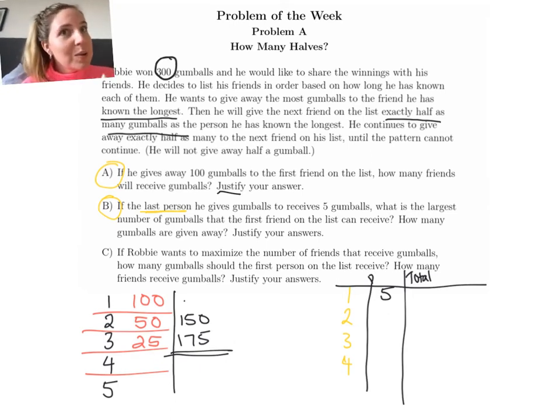Now, the last question's the trickiest. If Robbie wants to maximize the number of friends that receive gumballs, how many gumballs should the first person on the list receive? So this is you thinking, what is the smallest amount of gumballs to give away to the last person so that the first person gets the most, but so you can feed as many people as you want. So again, you'll need to set up a table and you'll need to think, how can I maximize it?